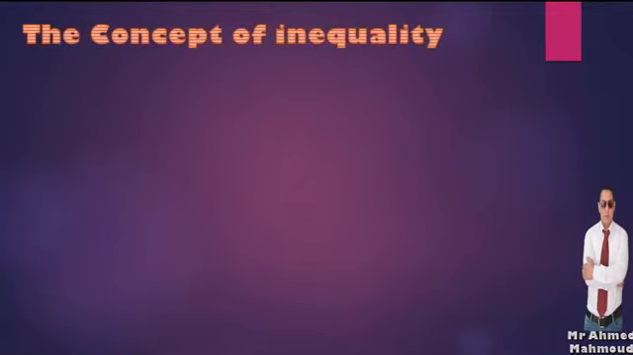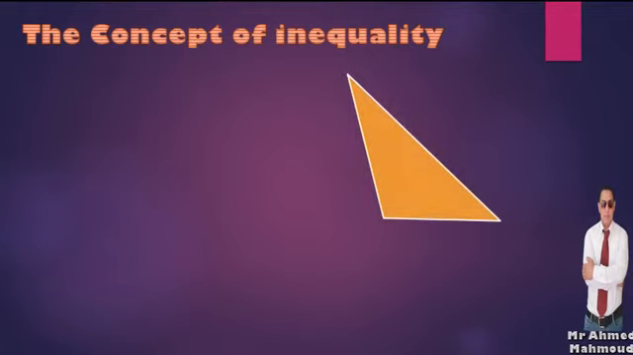First, we need to know the concept of the inequality. If we have, for example, a triangle called ABC, and we write measures for its sides, where BC equals 5, AB equals 8, AC equals 12 centimeters. Now if I need to compare between AC and AB, 12 is greater than 8, then we say that AC is greater than AB. This form is called inequality. Then what's the meaning of the inequality?